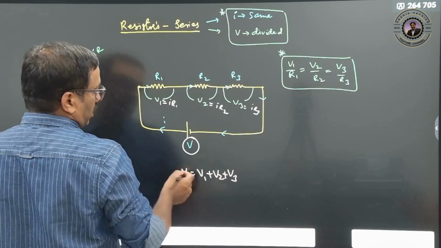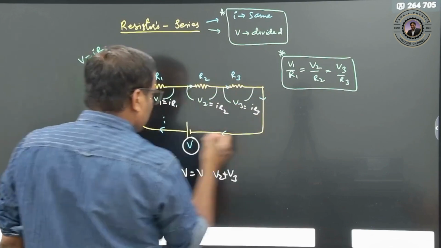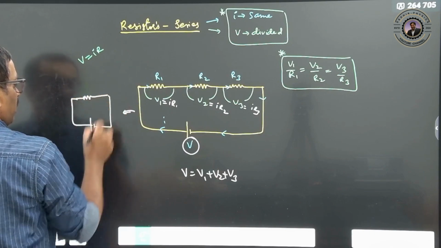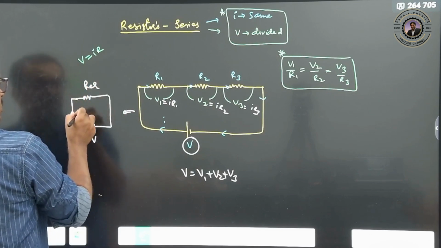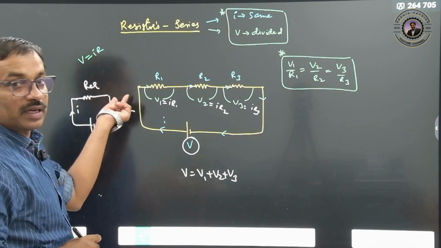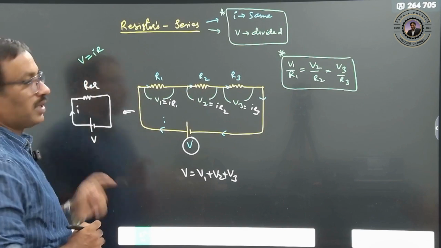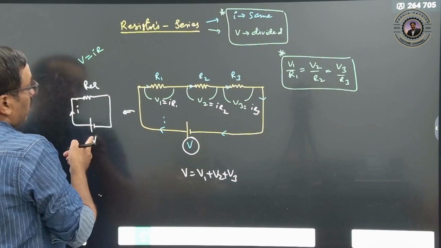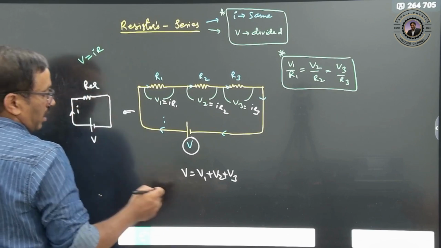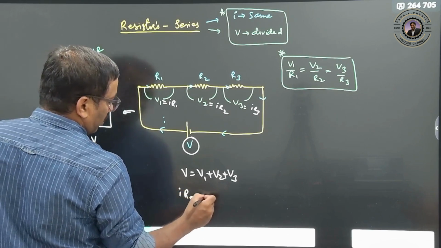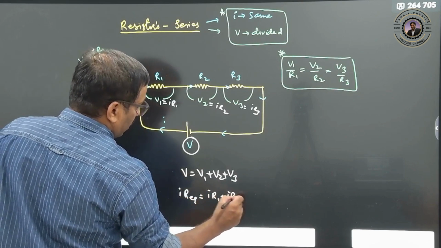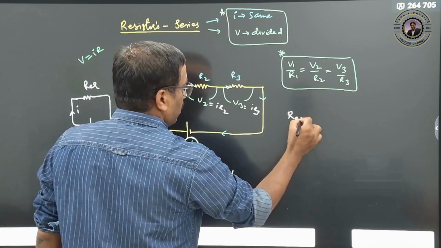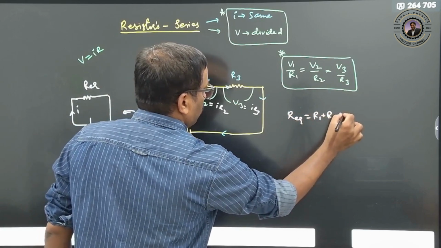Clear? So therefore you can tell that if you take out all these, and replace them with one single resistor connected with the same battery, this passes the same current. So we can rewrite it as equivalent resistance. That means the effect of all these can be represented as a single resistor, that is nothing but equivalent resistance. So V is equal to IR, so I into R equivalent, therefore I into R1 plus I into R2 plus I into R3. We know that current is the same, so R equivalent can be written as R1 plus R2 plus R3.